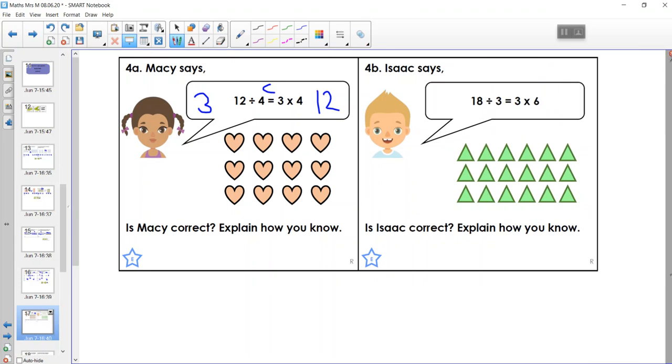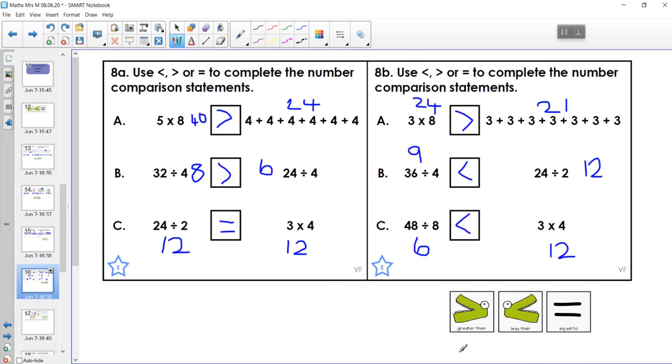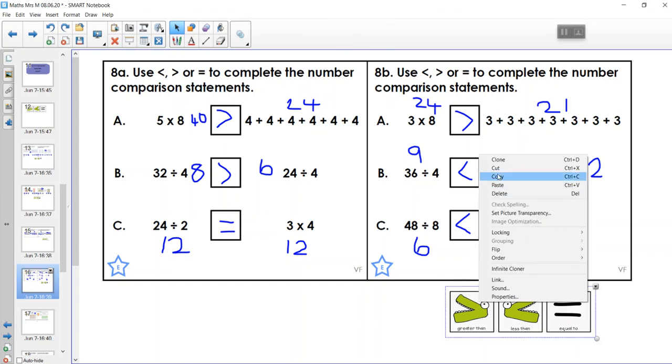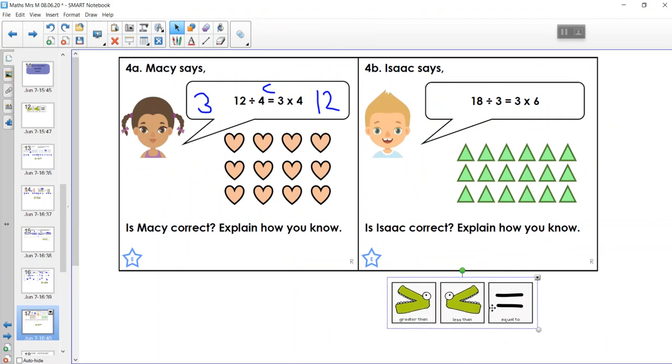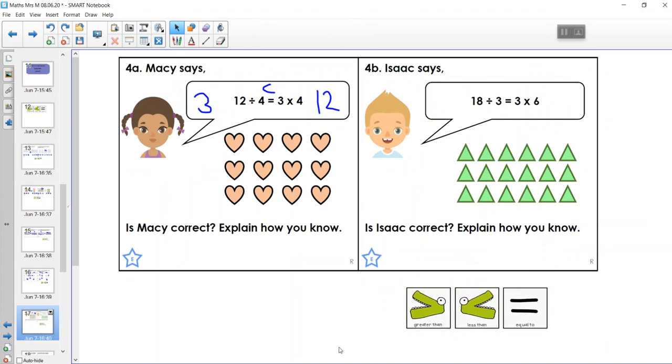Have a look at this one, see what you think. I'm just going to borrow our little sign to help us to remember. Here it comes. Okay, so Isaac says that 18 divided by 3 is equal to 3 times 6.